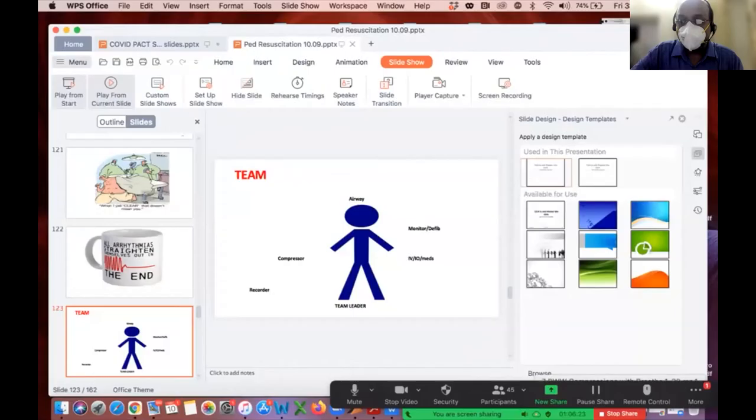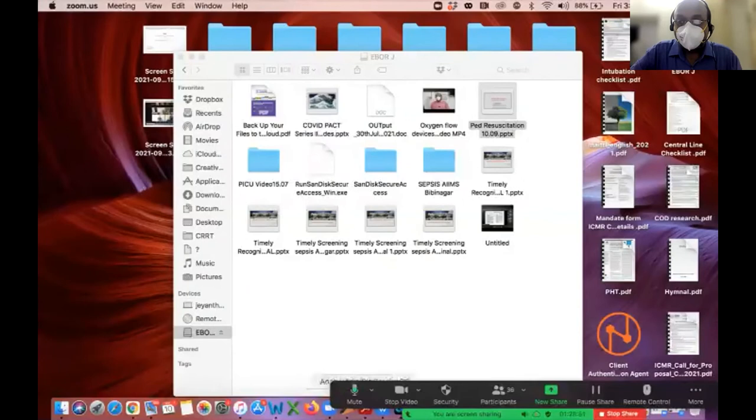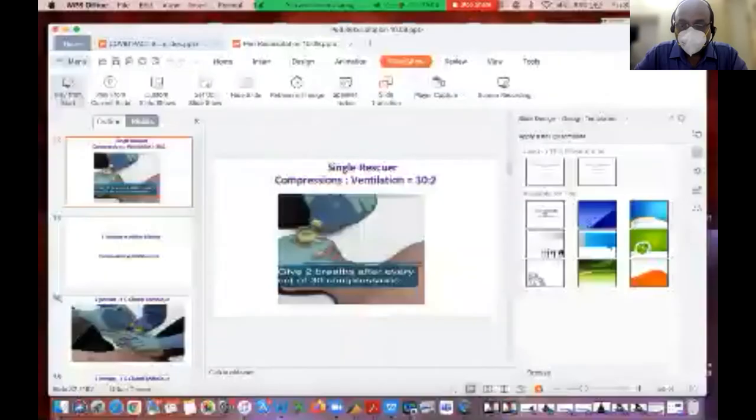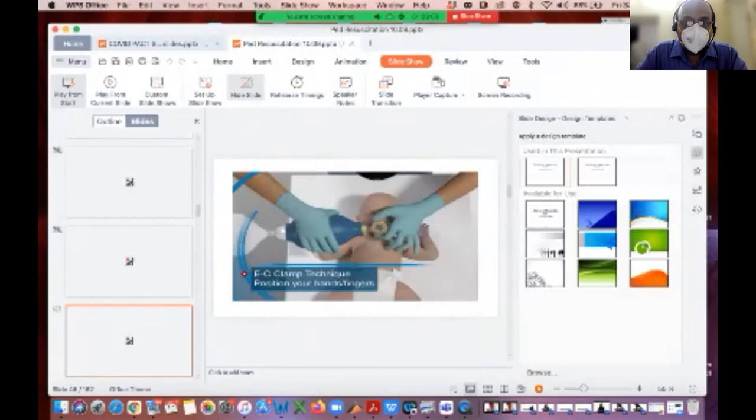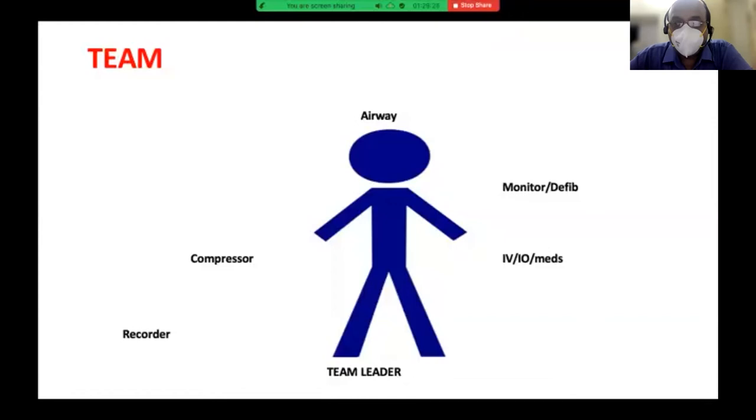And we are going to have the simulation-based demonstration here. Before that, I just want to share about team dynamics, which is very important, especially in CPR and all critical aspects. When we have a team, we need a minimum of about 6 people. The team leader has to have a mirror image view, seeing everything overall. And you have an airway person, a compressor, a monitor and defibrillator person, a medication person and a recorder.